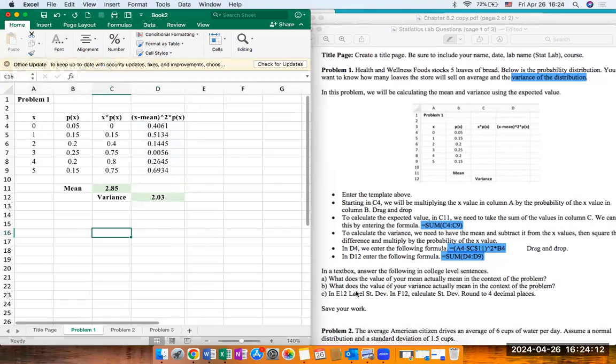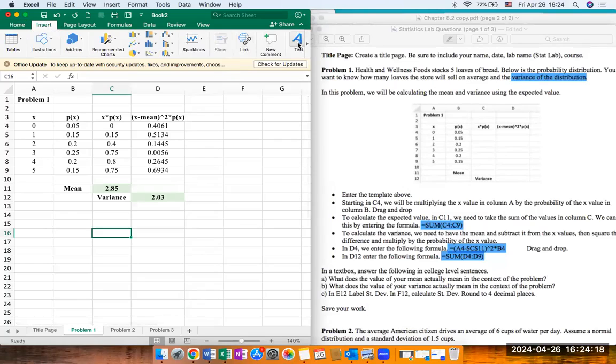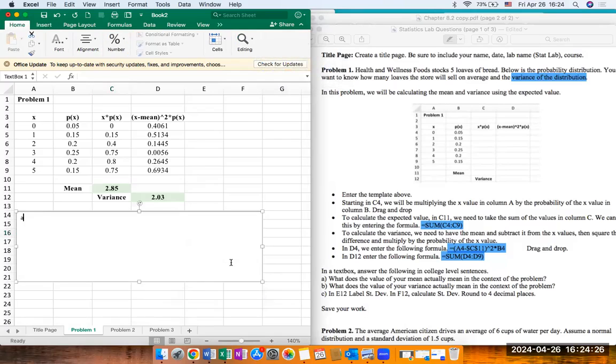So with that being said, in your text box, let's answer the following. So inserting a text box. I want to answer the following. A, what does the value of your mean actually mean in the context of the problem? B, what does the value of your variance actually mean in the context of your problem?